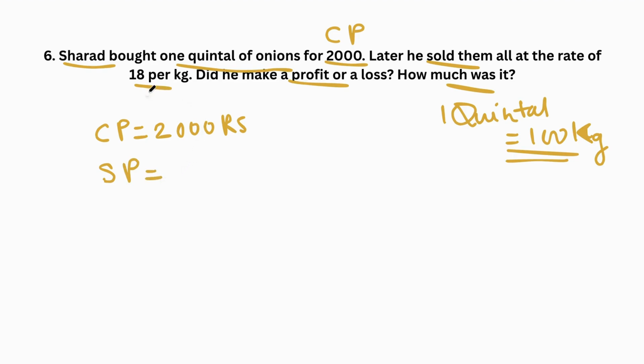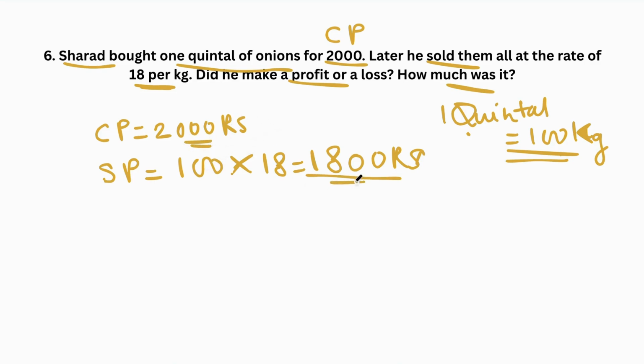Now they have not given us the selling price. Instead, they have given us that he sold all of them for rupees 18 per kg. And how many kg he had? 100 kg, right? 1 quintal, which is 100 kg. And each he sold at 18 rupees. So we will be multiplying it with 18, which gives us an answer of 1800 rupees. Okay. So now we have to compare the values of the cost price and the selling price and find out which is the bigger one.